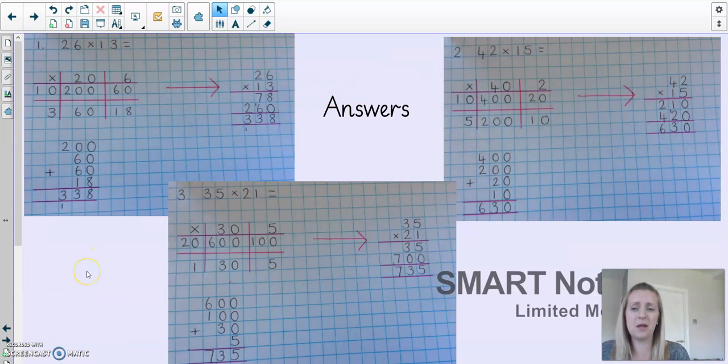Okay, year 6, so here are the answers, and I've used the grid multiplication method and long multiplication. As you can see, my answers are the same no matter which method I used, so I know my answers are correct. I hope you got the same answer twice as well.